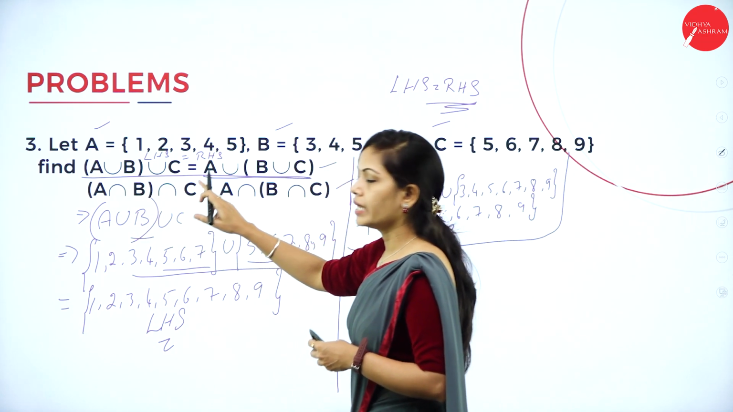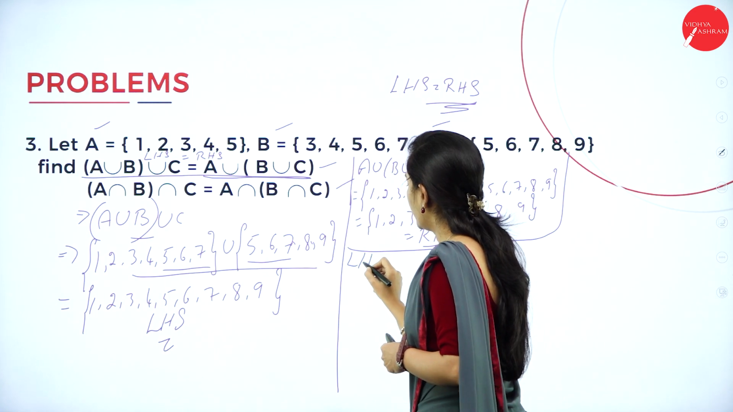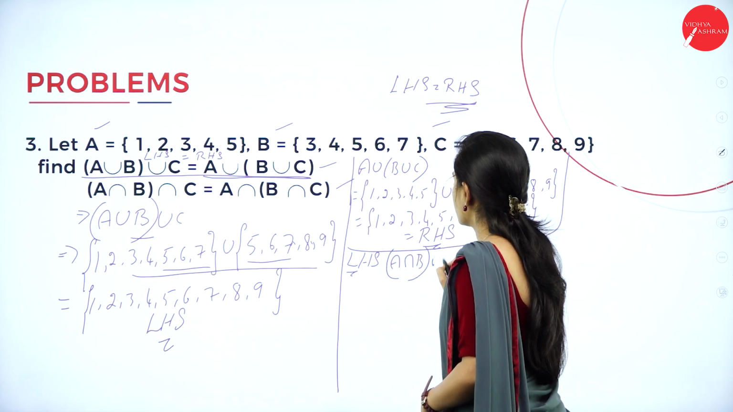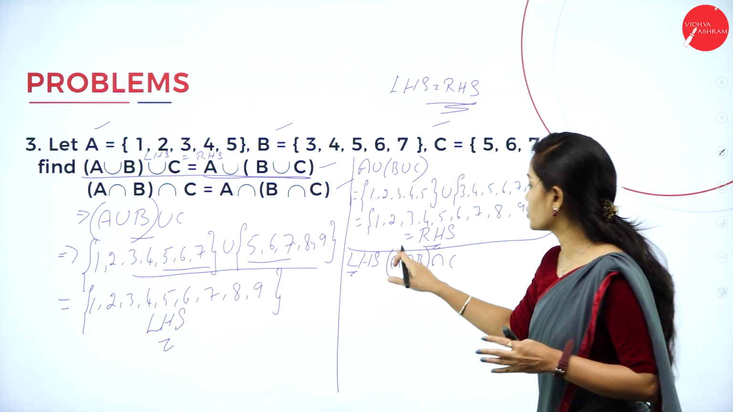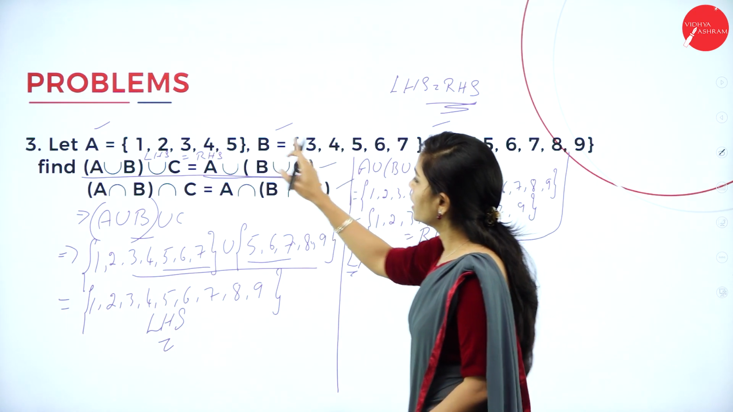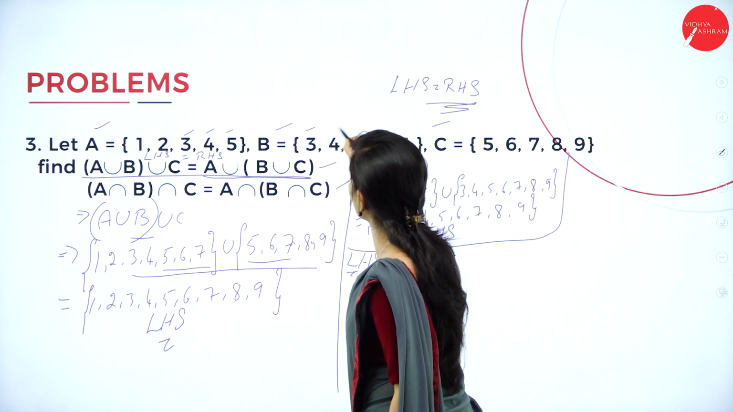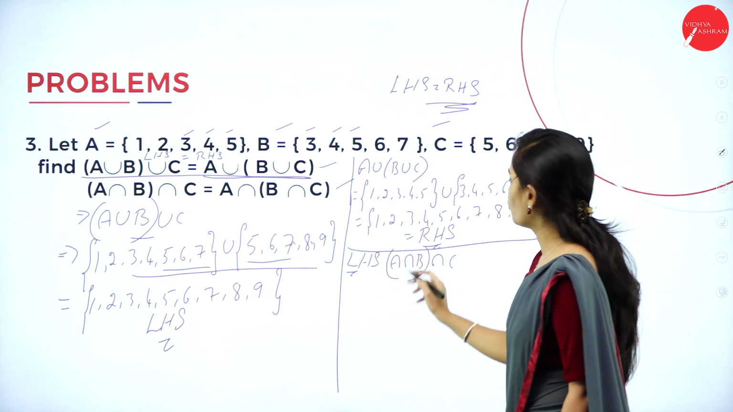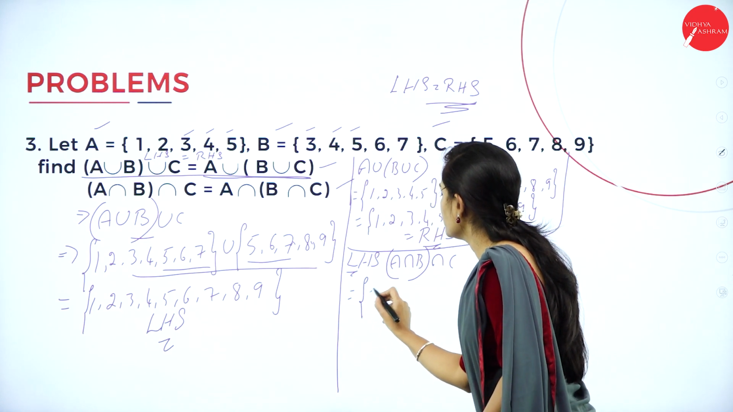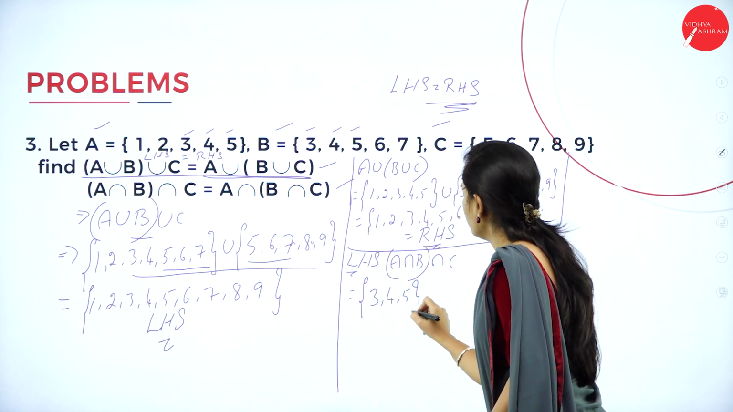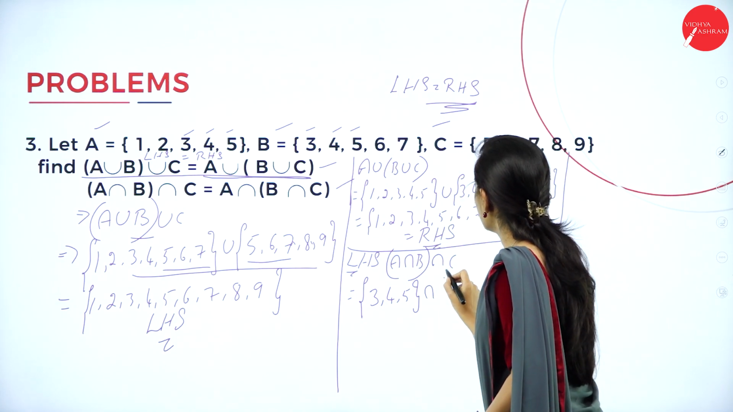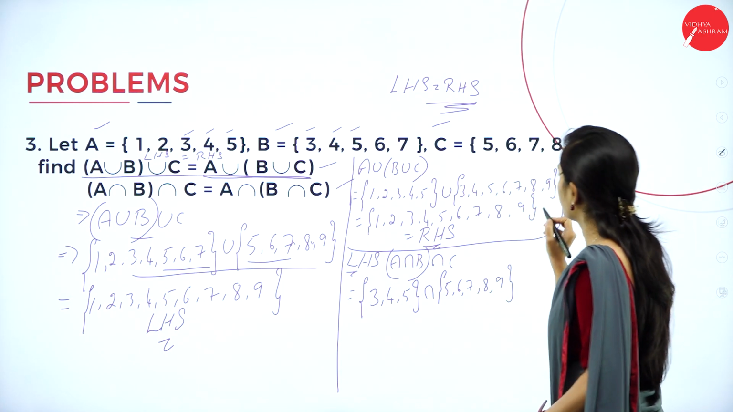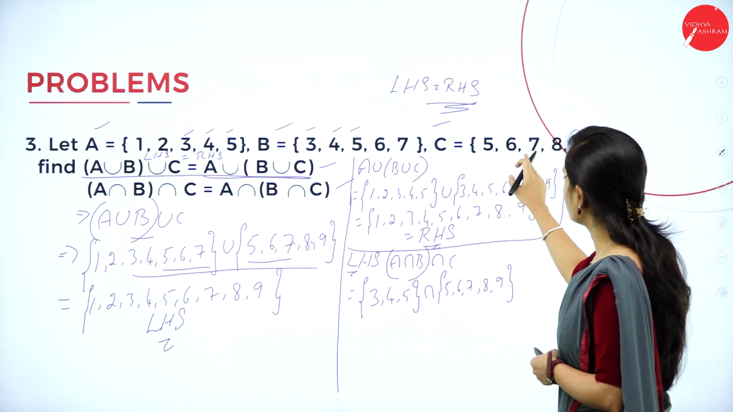Now I have the second question: A intersection B intersection C. First I will consider LHS, which is A intersection B intersection C. First find out A intersection B. What is A intersection B here? 3, 4, 5 is common in both set A and set B. So A intersection B is 3, 4, 5. Intersection of C. The C elements are 5, 6, 7, 8, 9.